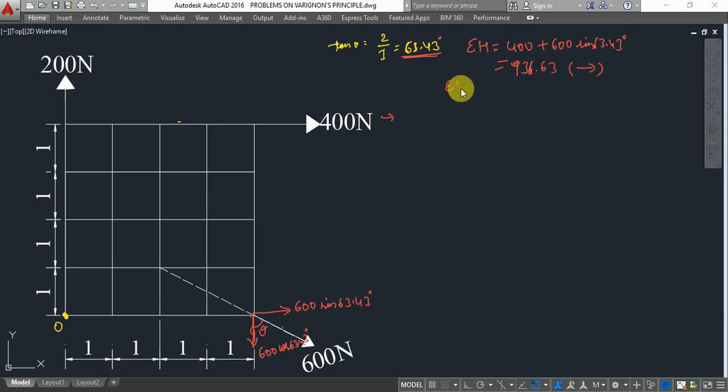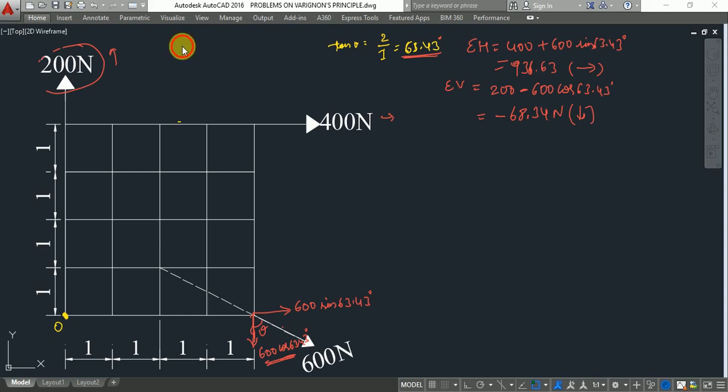Summation of vertical forces is equal to, which are the vertical forces, 200 Newton and this 600 cos 63.43. Since 200 Newton is acting upward, it will be positive 200. This force is acting in downward direction, minus 600 cos 63.43 degrees. So its value comes to be minus 68.34 Newton. Since it is negative, the force will be acting in downward direction.